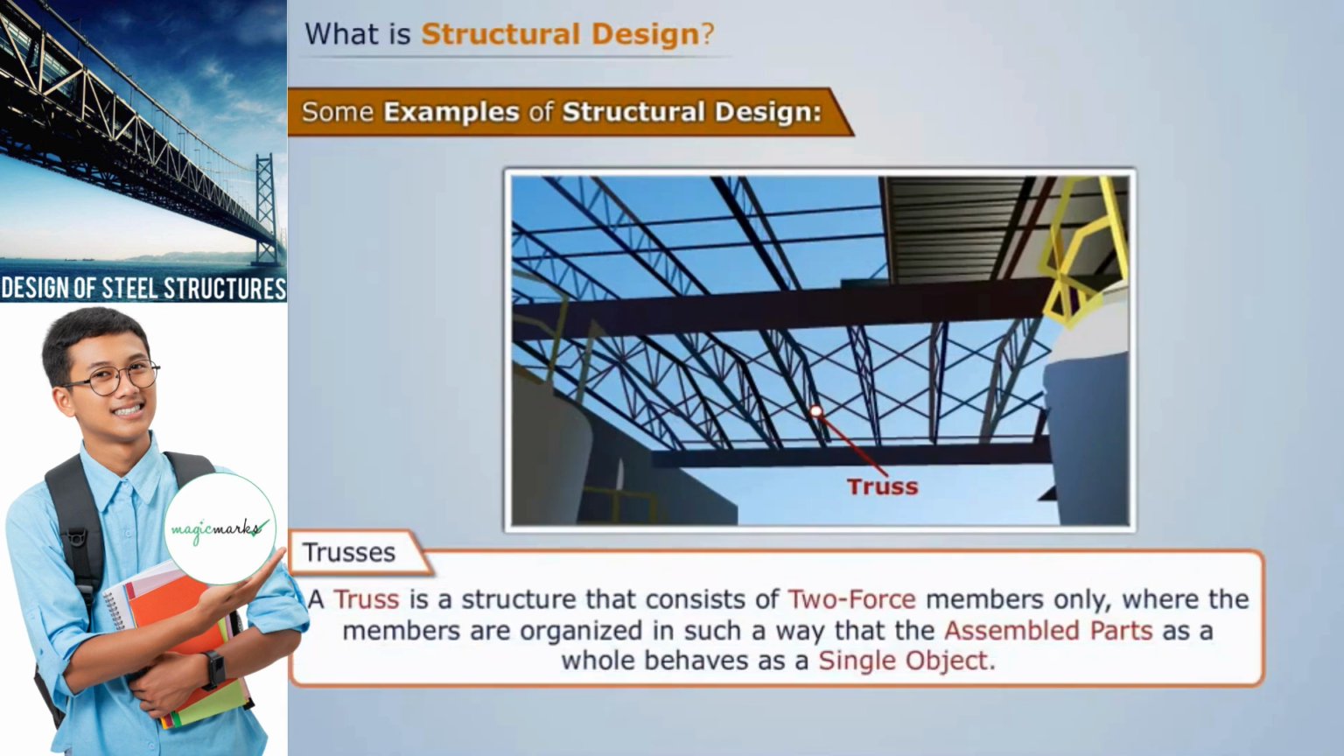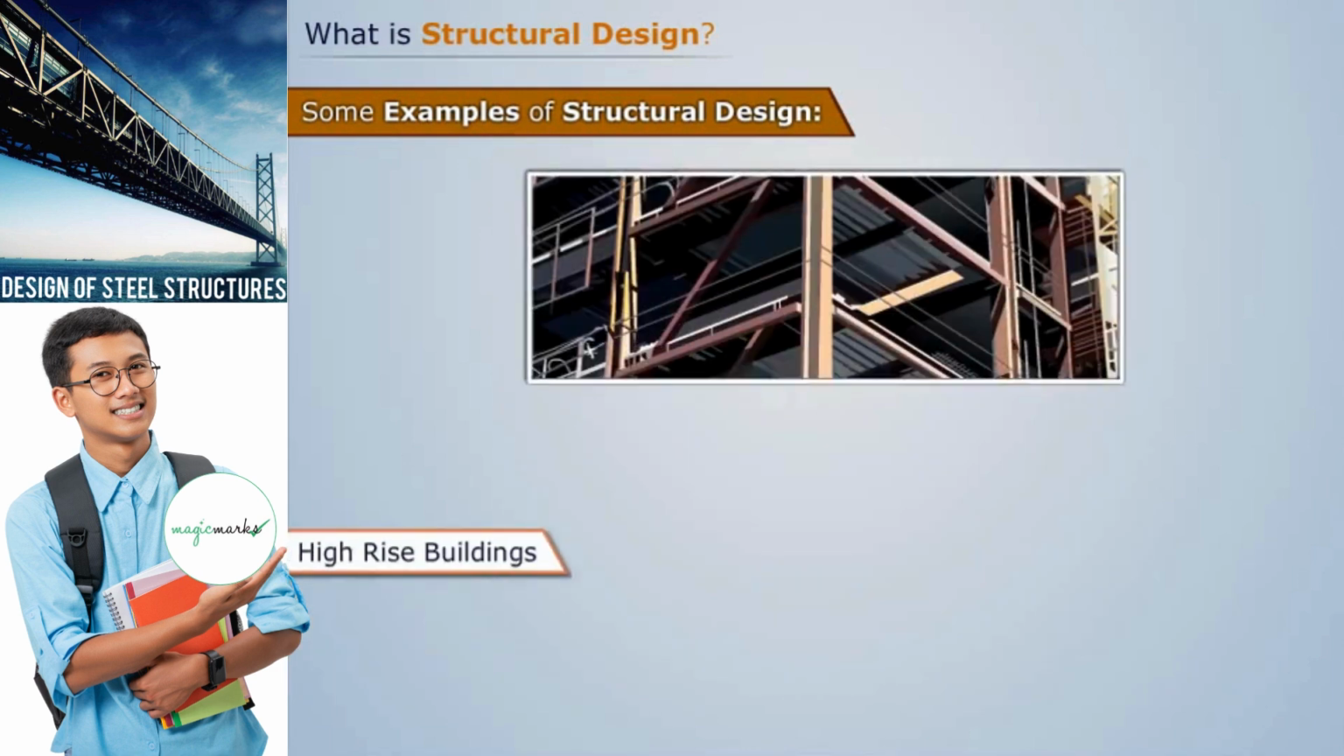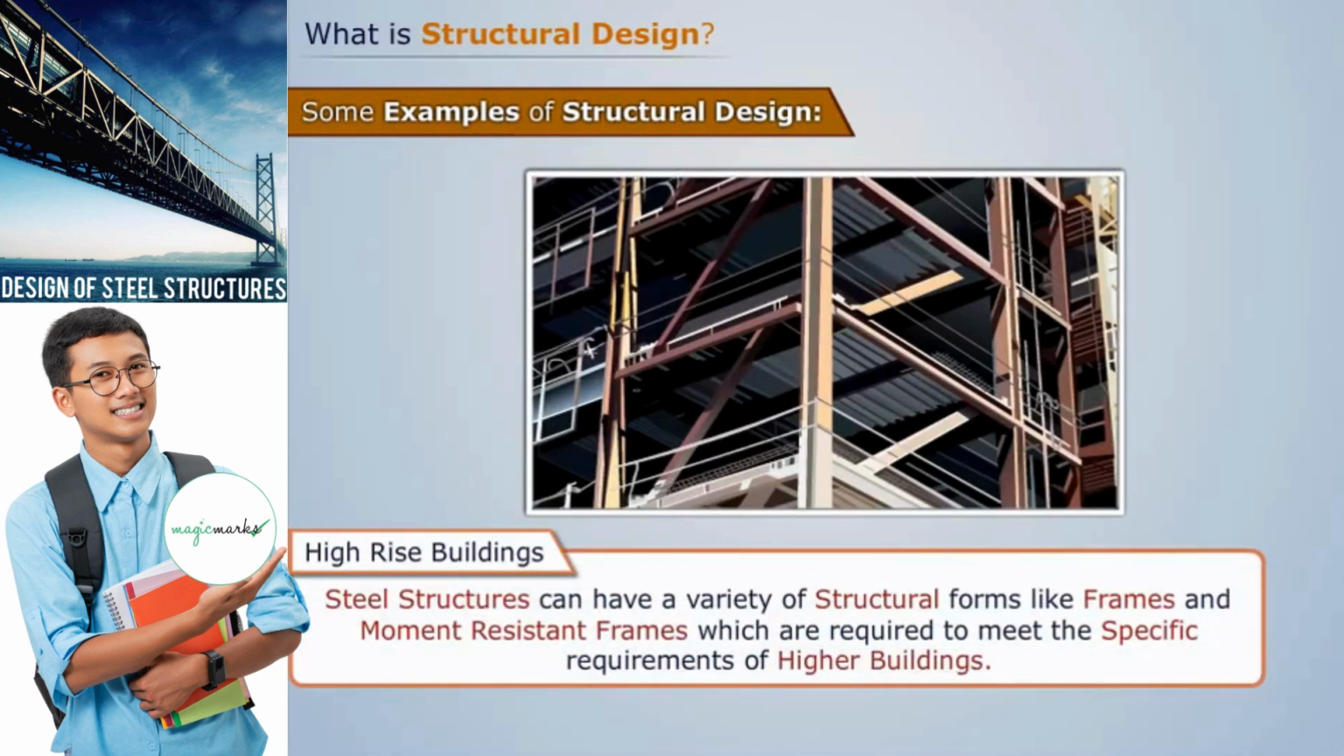Trusses. A truss is a structure that consists of two force members only, where the members are organized in such a way that the assembled parts as a whole behaves as a single object. High-rise buildings. Steel structures can have a variety of structural forms like frames and moment-resistant frames, which are required to meet the specific requirements of higher buildings.